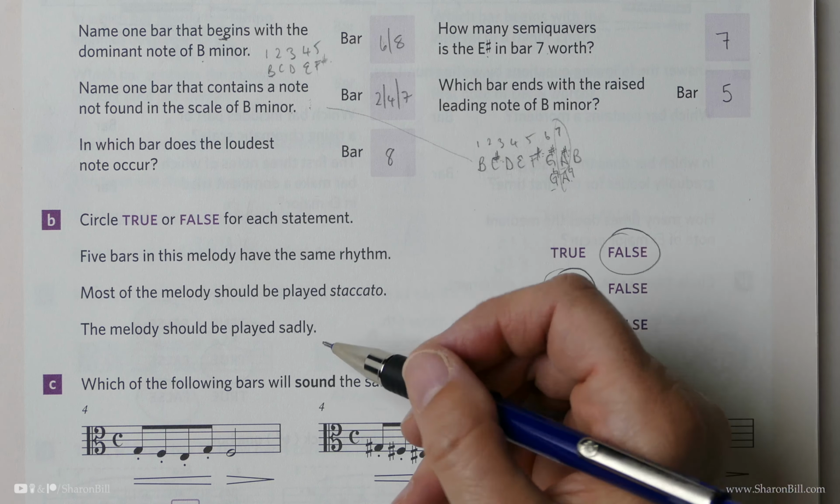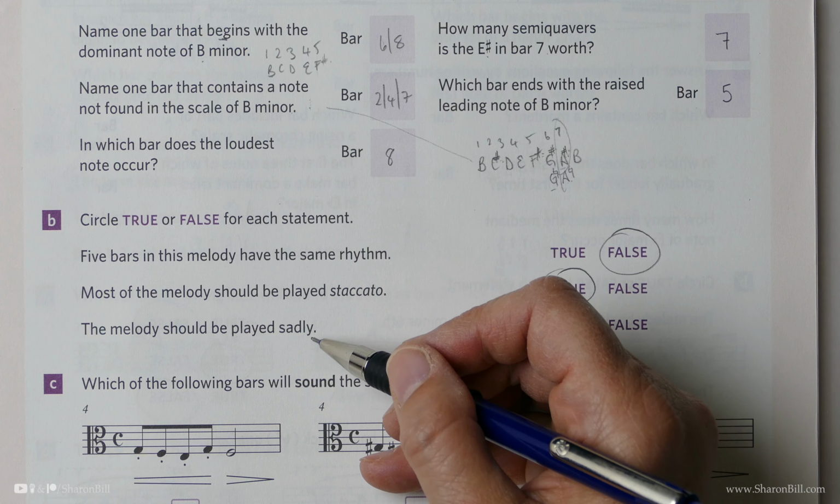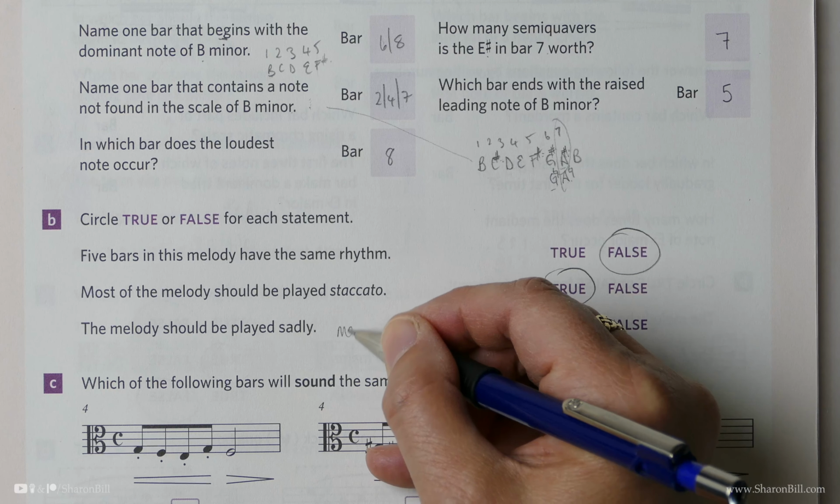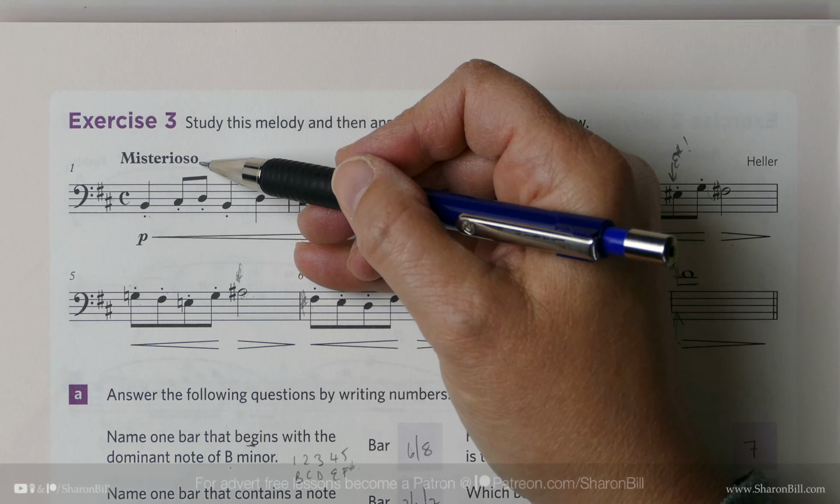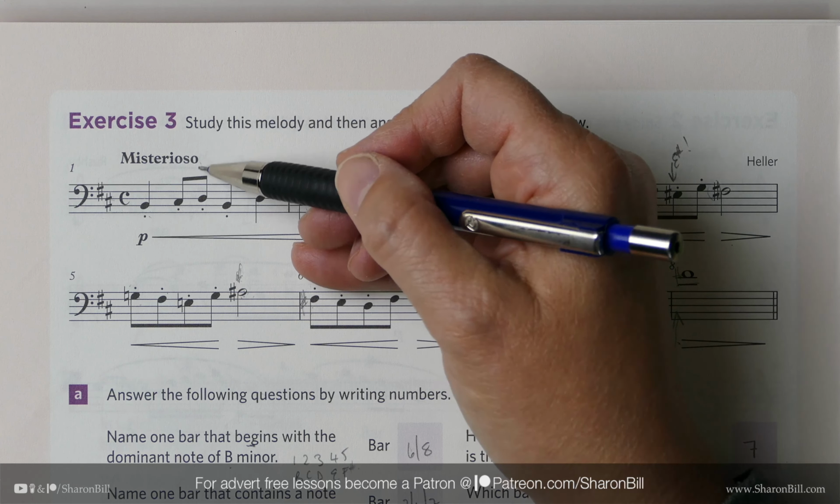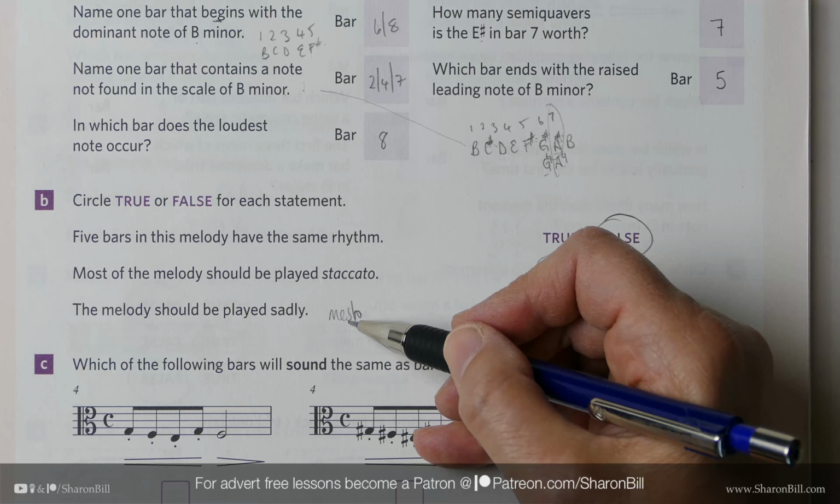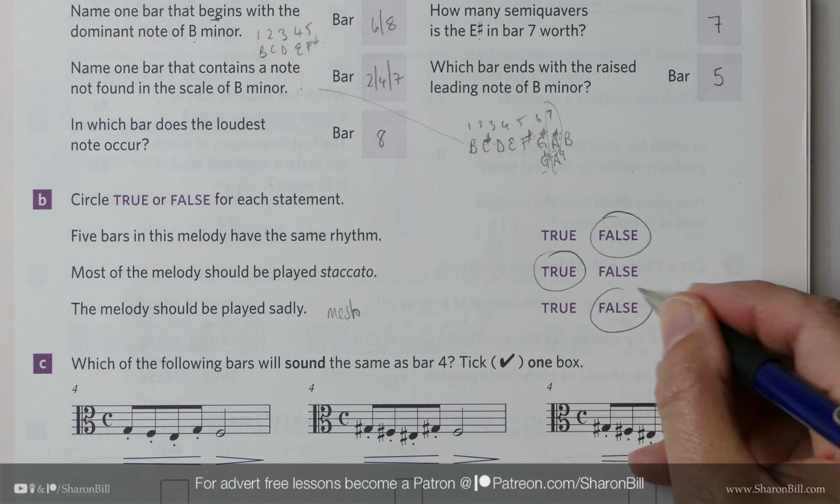Is it true or false that the melody should be played sadly? Well, sadly is mesto, and here we have misterioso, not the same thing at all. This is mysteriously, that is sadly, so that's false.